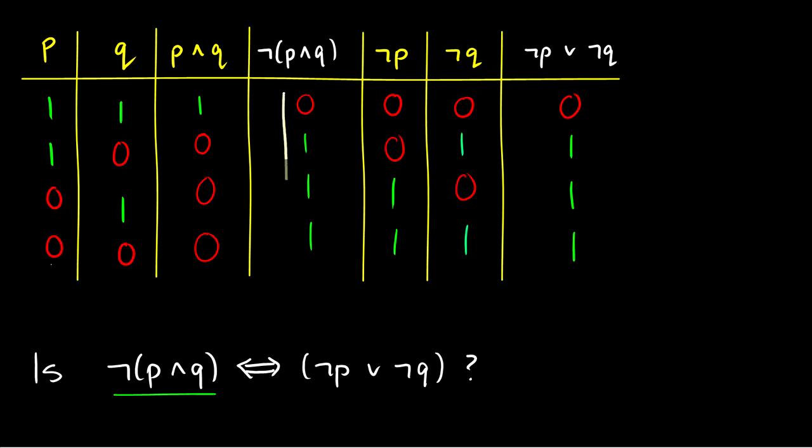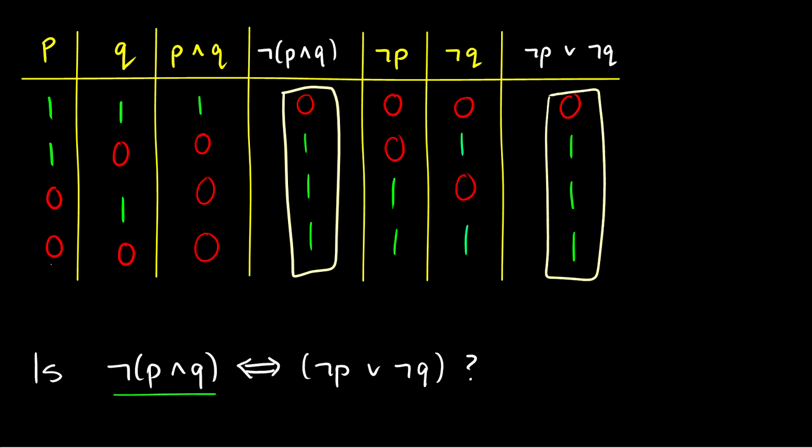Now we can take a look at the truth conditions for the two formulas we want to compare. And they are exactly the same. Therefore, yes, they're logically equivalent. Which means if I ever have not P and Q in a proof somewhere, I can substitute that in with not P or not Q because they're exactly the same thing. So that's what logical equivalence can do for us.